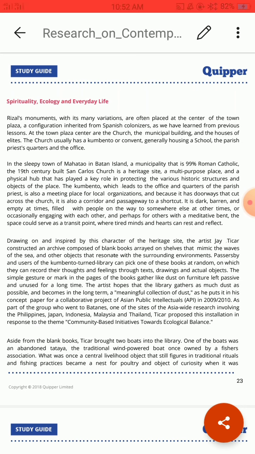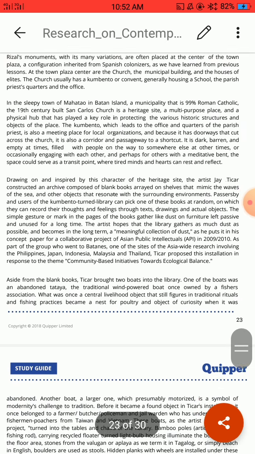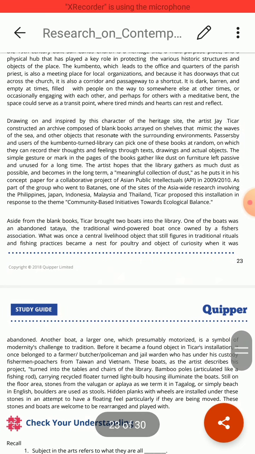As part of the group who went to Batanes, one of the sites of the Asia-wide research involving the Philippines, Japan, Indonesia, Malaysia, and Thailand. Murag, si Carr nag-propose siya nga installation in response to the theme of community-based initiatives towards ecological balance. Aside sa mga blank books, si Carr nagpalit siya og 2 boats.